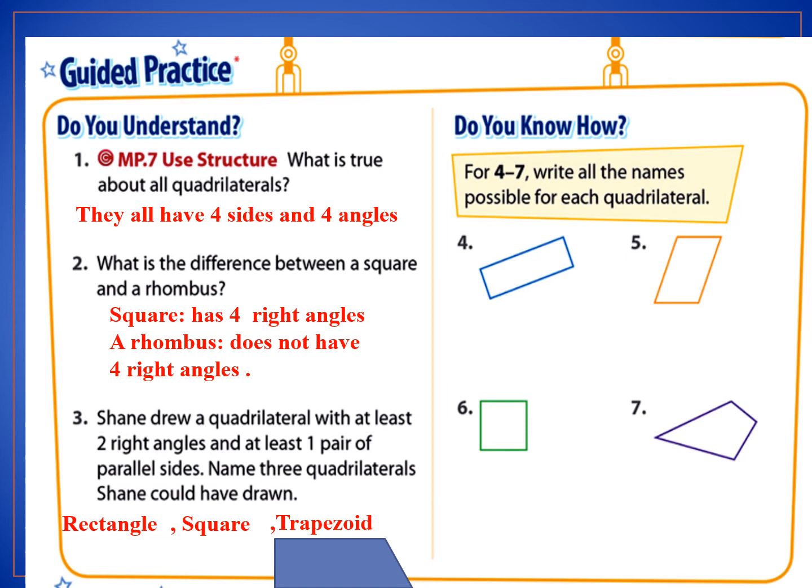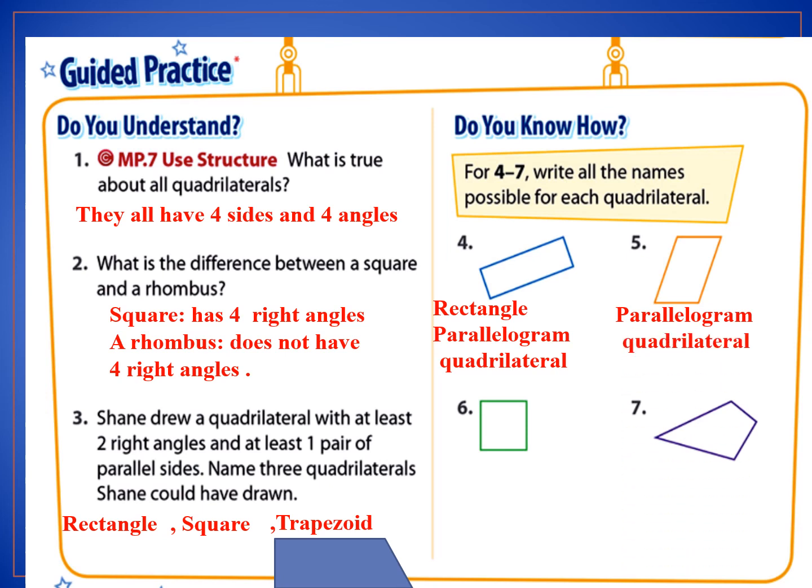Question 4, this one exactly is a rectangle, and we know that the rectangle is a special parallelogram because it has 2 pairs of parallel sides like the parallelogram. So it will also be named a parallelogram, and it's also a quadrilateral because it has 4 sides. What about this one now? It's a parallelogram, and it's a quadrilateral. What about this shape? It has all of the names: firstly square, then rhombus, rectangle, parallelogram, and quadrilateral.